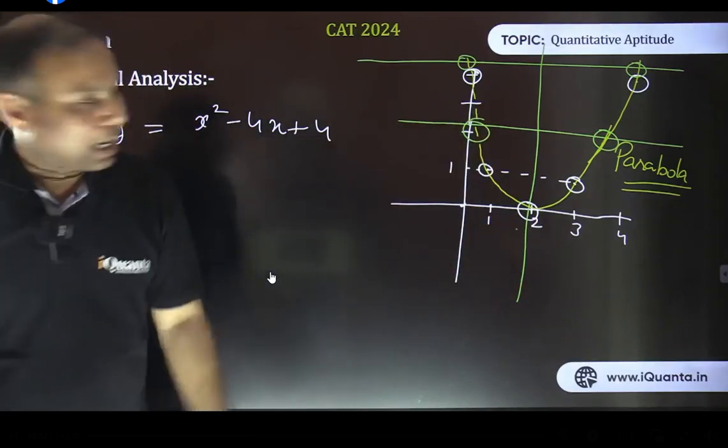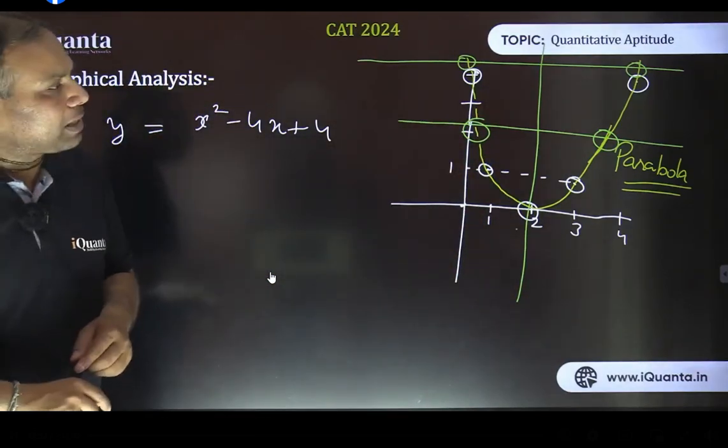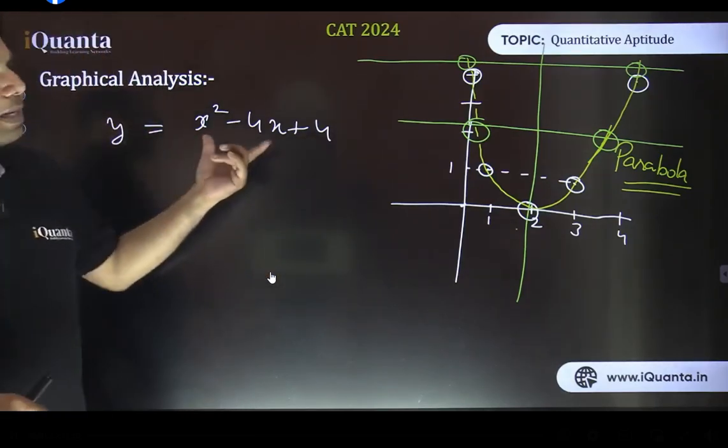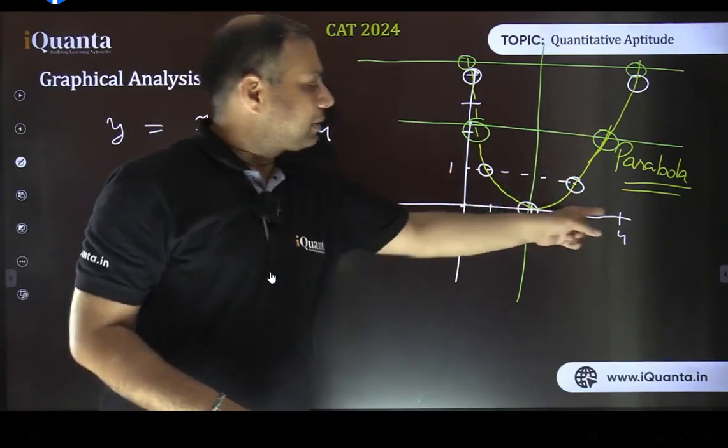The graph is symmetrical about this line. Is it fine? So that's the mainly graphical analysis of this parabola, this quadratic polynomial. So what are different shapes of parabola we are going to get? In this particular quadratic expression which we are dealing with here, we have seen this graph is an upward parabola touching the x-axis at one point.